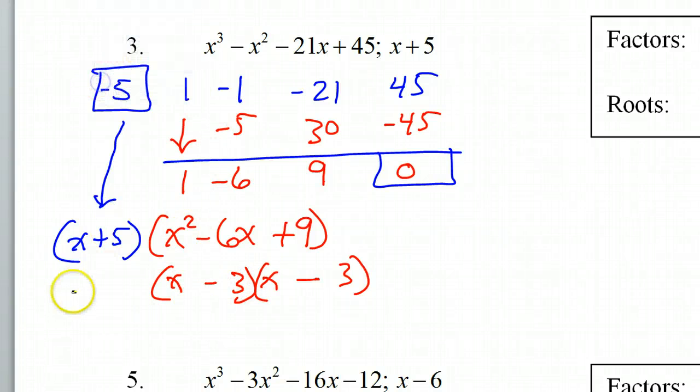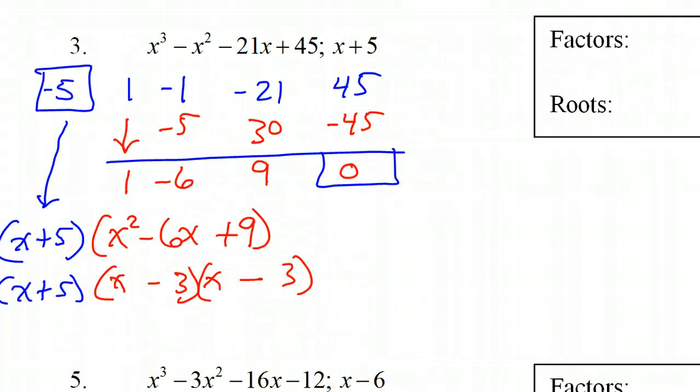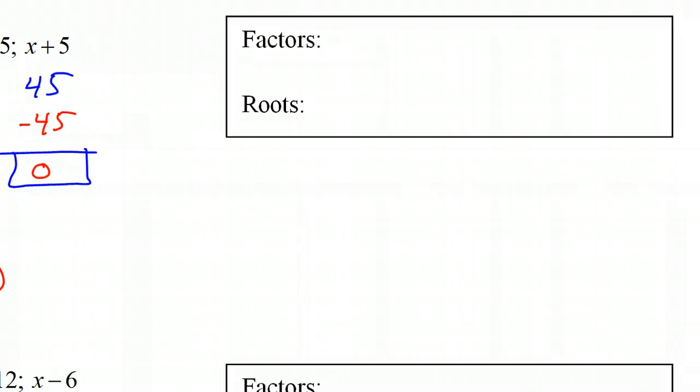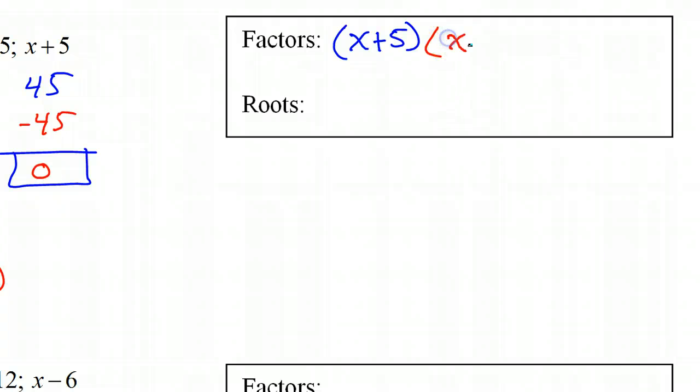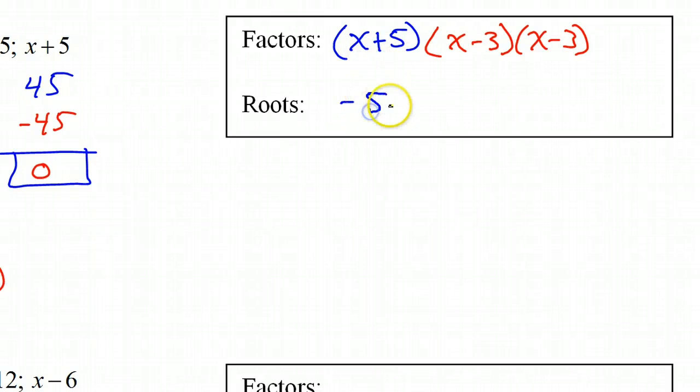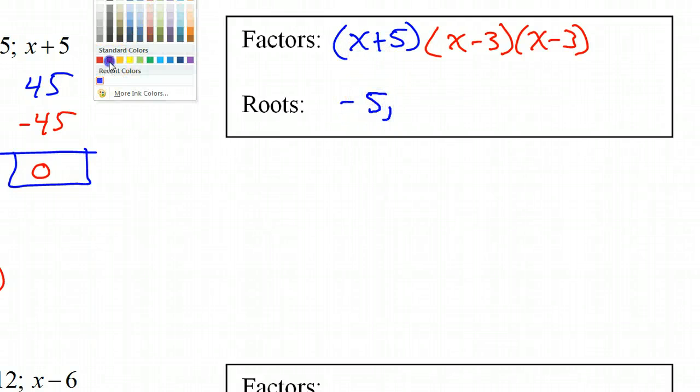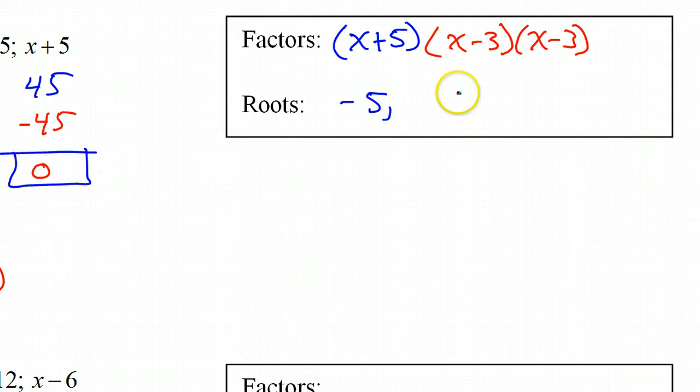So now the factored form, this is the factored form right here. Okay, so we have the x plus 5 that we were originally given, plus now we got these two x minus 3's. As we saw, the root that we get from x plus 5 is negative 5. Now the roots that we get from x minus 3 will be positive 3.